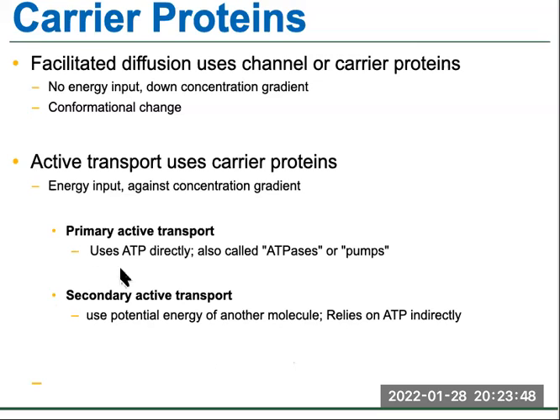The second type of active transport is called secondary active transport, or indirect active transport. In this type of transport, the potential energy stored in the concentration gradient of one molecule is used to push another molecule against its concentration gradient. And all secondary active transport ultimately depends on primary active transport, because the concentration gradients that drive secondary transport are created using the energy from ATP.